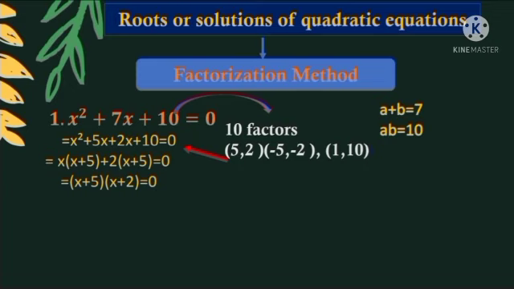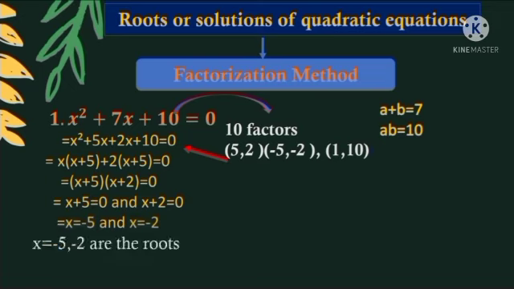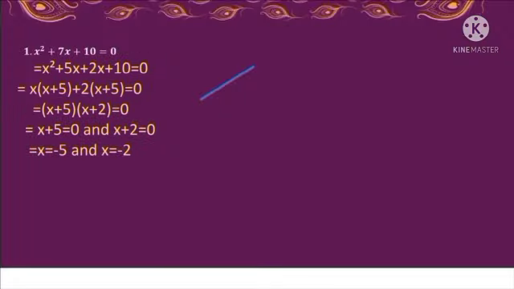Here I am taking x common: x(x + 5) + 2(x + 5). Taking (x + 5) as common, (x + 5)(x + 2) = 0. So x + 5 = 0 and x + 2 = 0. So x = -5 and x = -2 are the roots of this quadratic equation. This method is called splitting of the middle term. So here we have done splitting of the middle term by the factorization method.